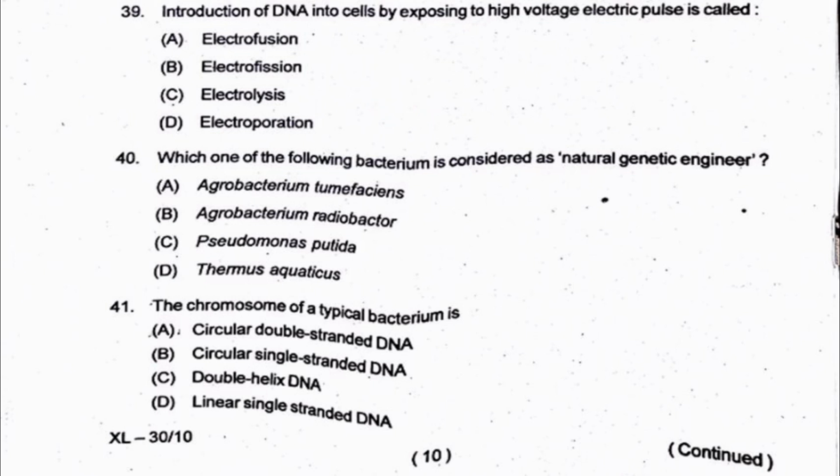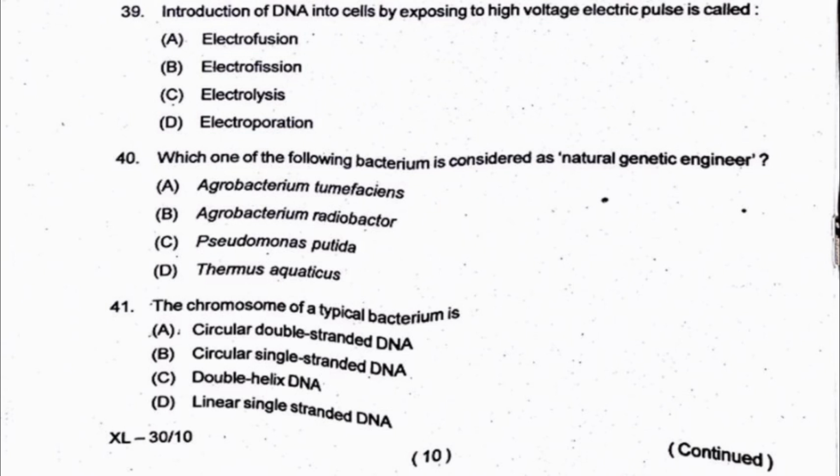Okay. Next, question number 40. Which of the following bacterium is considered as natural genetic engineer? Option A Agrobacterium tumefaciens, option B Agrobacterium radiobacter, option C Pseudomonas putida, option D Thermus aquaticus. So the correct answer is Agrobacterium tumefaciens, option A. Agrobacterium tumefaciens is a gram-negative soil bacteria which has natural genetic engineering capability by which it integrates its plasmid genes into plant genome.